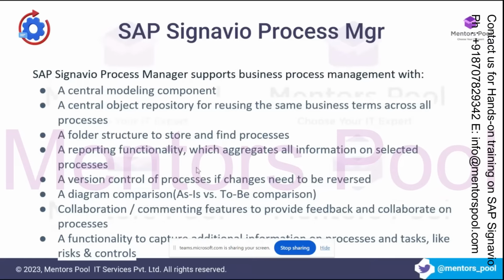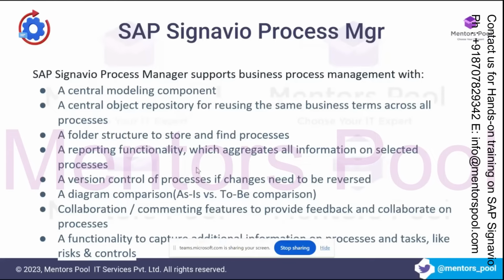Now, SAP Signavio Process Manager. As I told you, there are multiple process management tools available in the market. What are the features of SAP Signavio Process Manager? First of all, there is a central modeling component, Signavio Process Manager, where we can do all the modeling. It also has a repository of objects that can be reused, even process models, titles, and positions. We will see the dictionary in upcoming sessions, where we create objects that can be reused again and again.